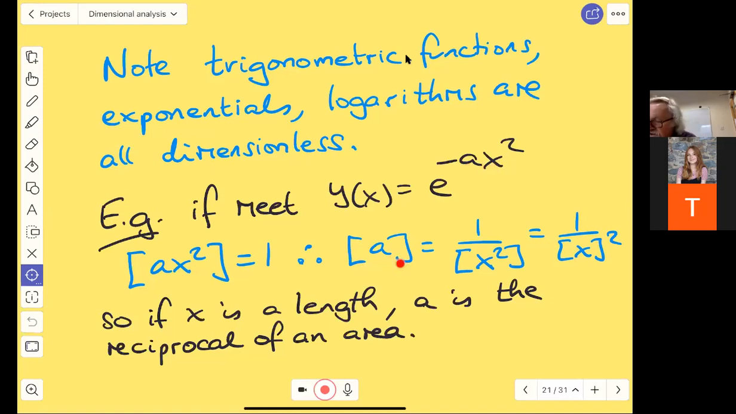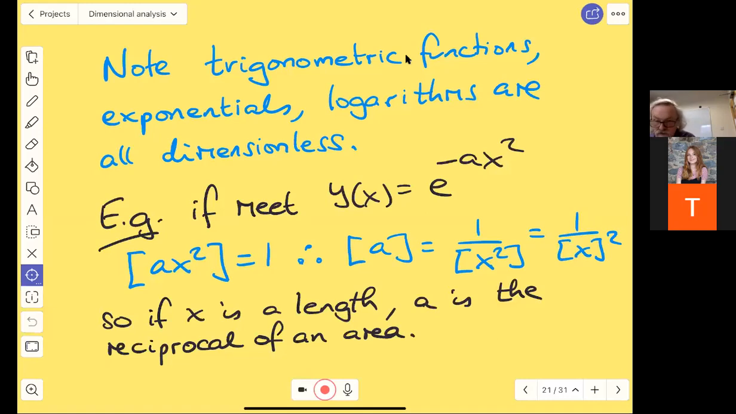But the dimensions of a times the dimensions of x squared have got to be 1, dimensionless. So the dimensions of a are 1 over the dimensions of x squared. So 1 over the dimensions of x all squared. So if x were to be a length, the dimensions of a would be 1 over length squared. So it would be the reciprocal of an area. And you need that combination to make the argument of any exponential function dimensionless.